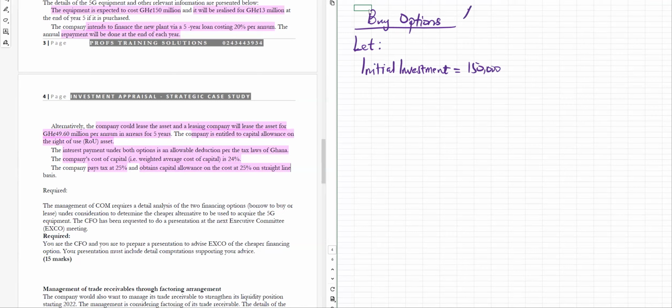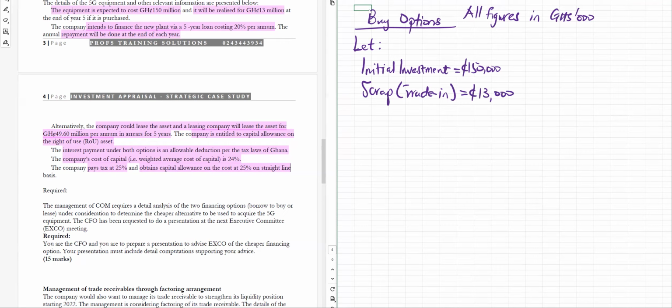So at the start of the question, you say all figures in thousands, or in thousands of Ghana cedis. Okay, so I'm just going to put here 150,000 as my initial investment. And then I say what my scrap value or my trade-in value that was given at the top. We already read it, right? As 13 million, which becomes 13,000.